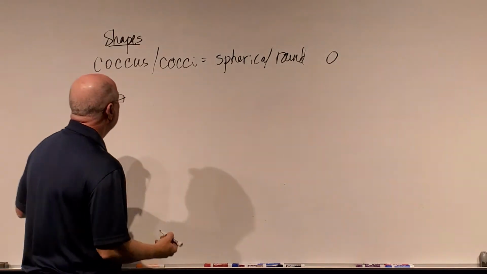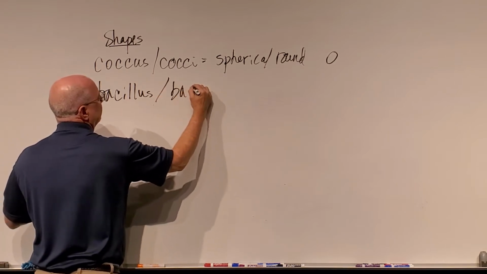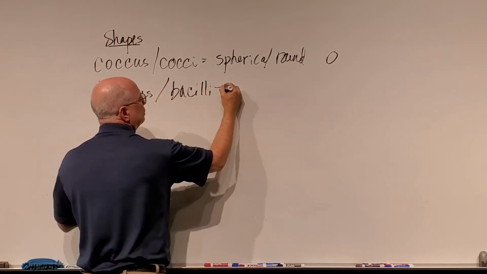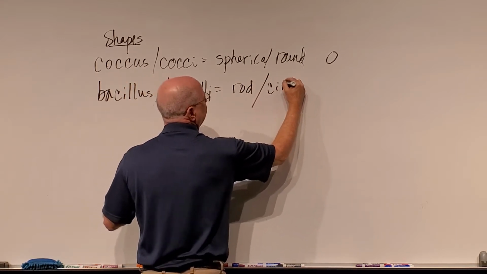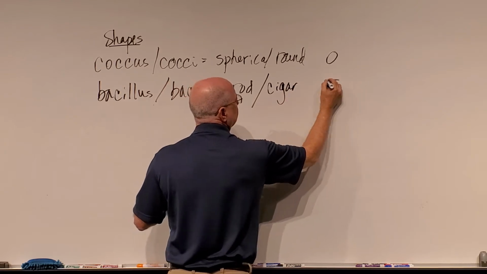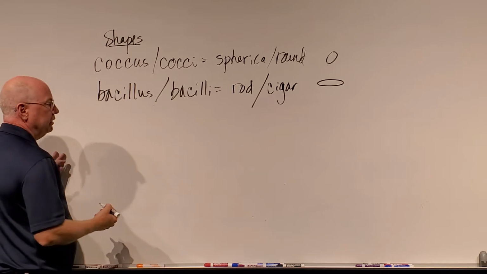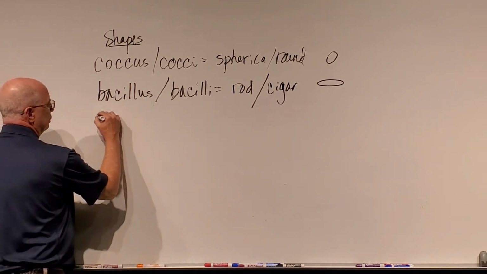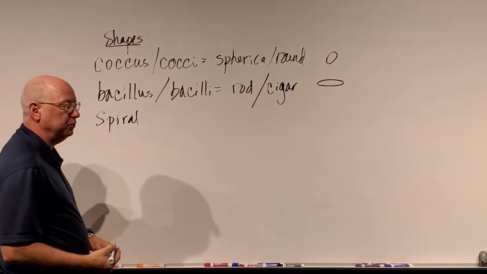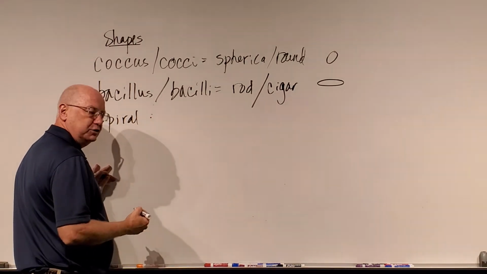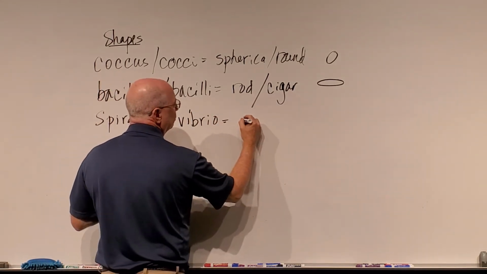Okay? If I talk about something being a bacillus, or again, plural would be bacilli, then what we're talking about are things that are rod-shaped, or what I like to describe as cigar-shaped. And then we can also talk about those that are spiral-shaped. I'm not going to write spiral-shaped because you know what spiral means. But there are different types of spiral-shaped bacteria. One group is called Vibrio. Vibrio are almost like a comma shape.